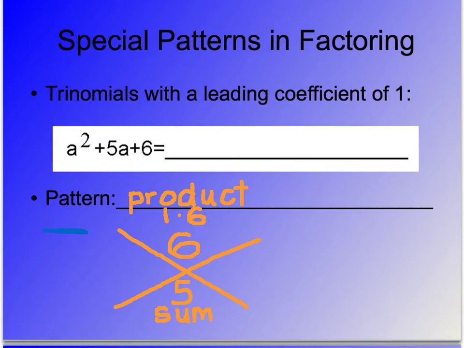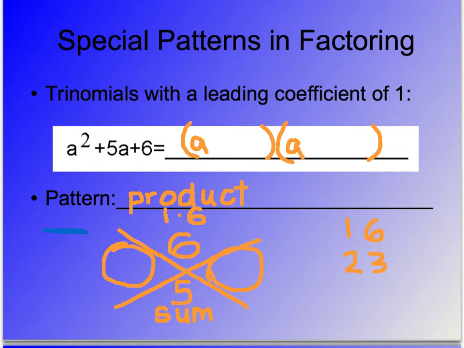And so now, when I go to get my answer, I know that since the first term is a squared, then the first thing in each of my factors is an a. And the other part I get from this space and this space here. In those spaces I'm looking for two numbers that multiply to 6 but add to 5. So always think about your factors of 6 first. I know that the factors of 6 are 1 and 6, 2 and 3, and that's it.